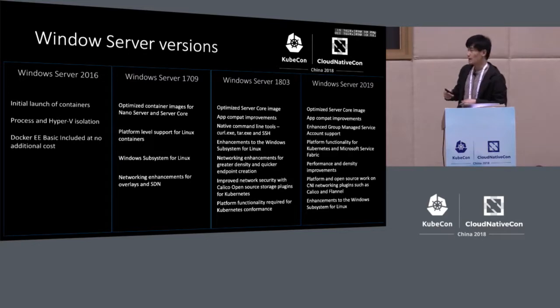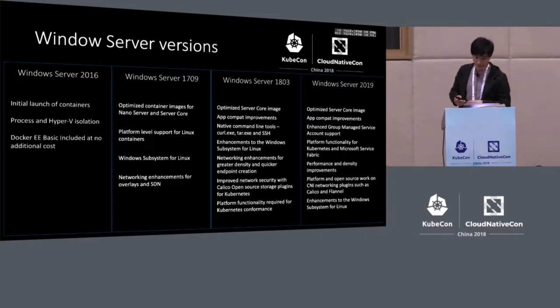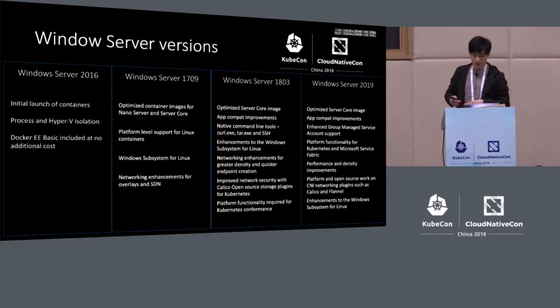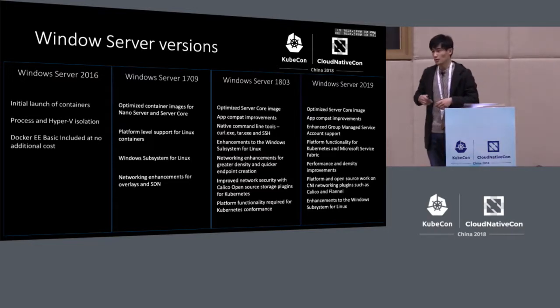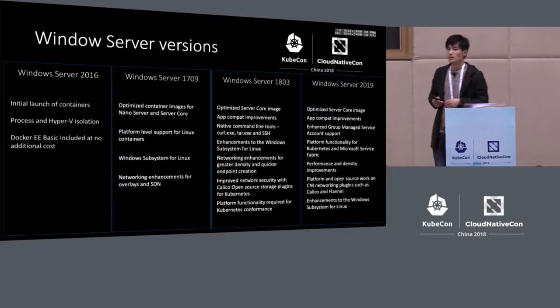And after that, it's 1709, 1803, 2019. So you see this server's version has been improved a lot in terms of the network capability and the performance. And when we moved on to Windows Server 2019, the Kubernetes base and all of the performances are improved. The 2016 and 2019, they are the most commonly used.